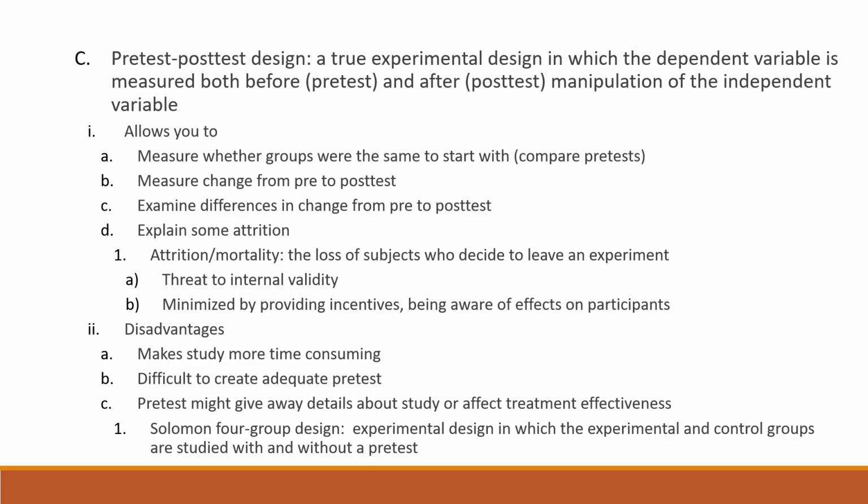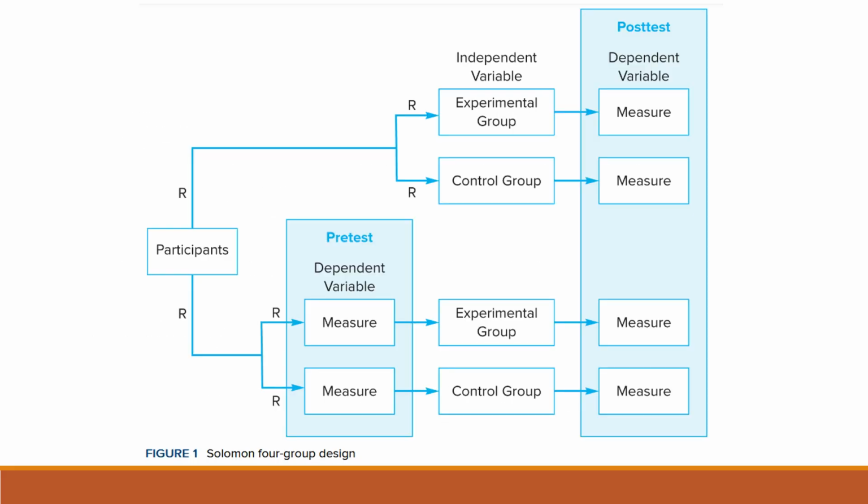Having a pretest might also give away details about the study or impact treatment effectiveness. If participants know what you are looking at specifically, they might behave differently. One way to combat this is with the Solomon 4 group design, which is an experimental design in which the experimental and control groups are studied with and without a pretest. Here is a visual of that Solomon 4 group design.